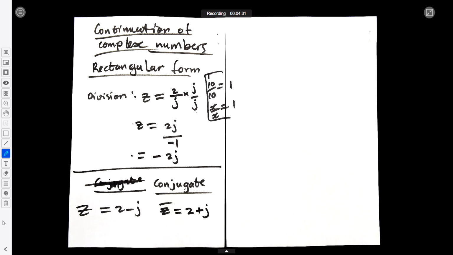So accordingly, the terms accordingly. Sometimes you can have negative j plus 2. So do not change the sign. Please make sure you arrange them in order and then change the middle sign between the imaginary and the real part.